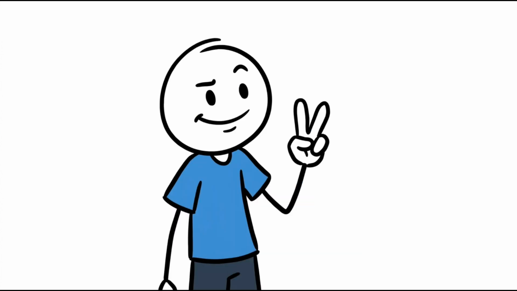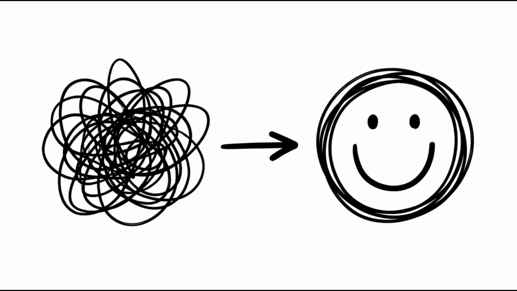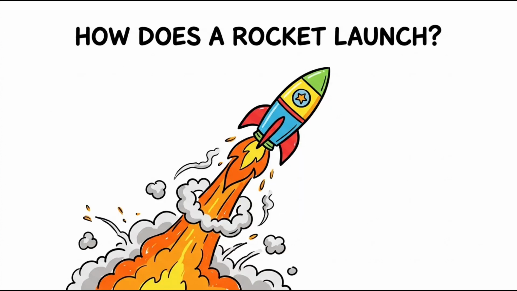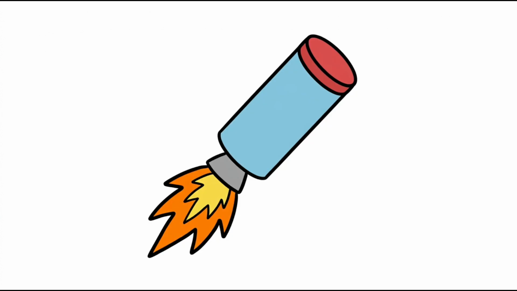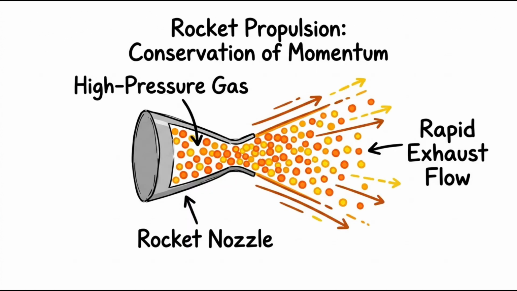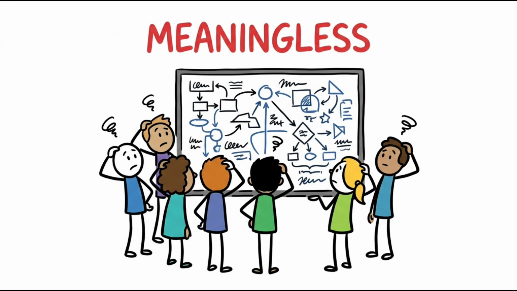And while we're at it, let's fix a second one too, using the oldest trick in the book. Take the complicated thing and compare it to something ridiculously simple. Example number 1. How does a rocket actually launch? Here's the complicated version. Rocket engines burn fuel, producing high-pressure gas that's expelled at extremely high velocity through a nozzle, generating thrust according to Newton's third law of motion. Cool. Meaningless to most humans.